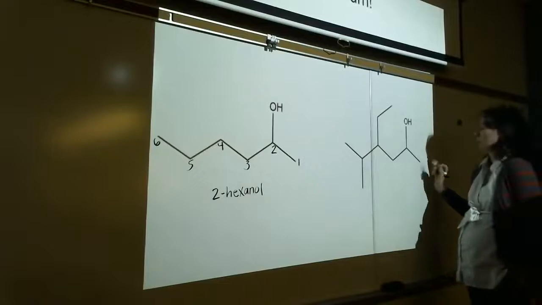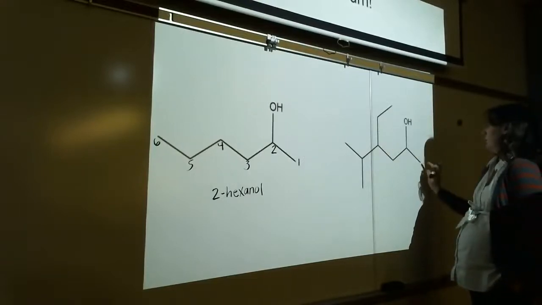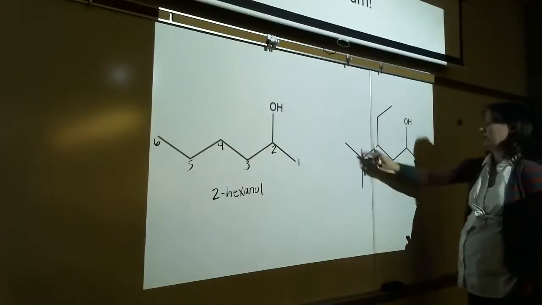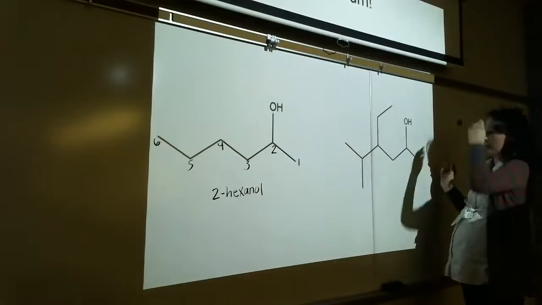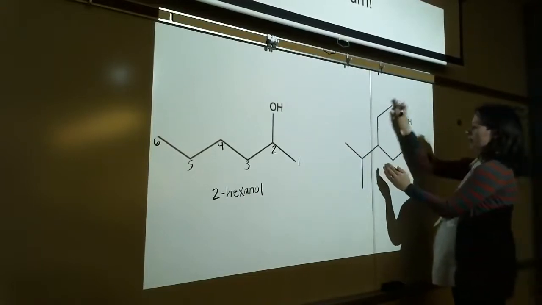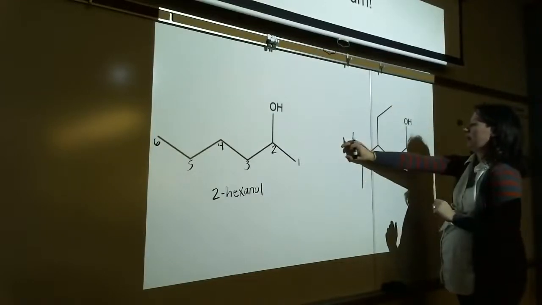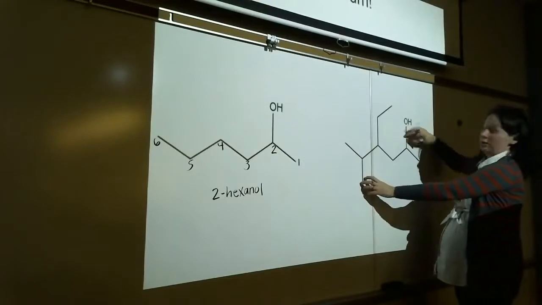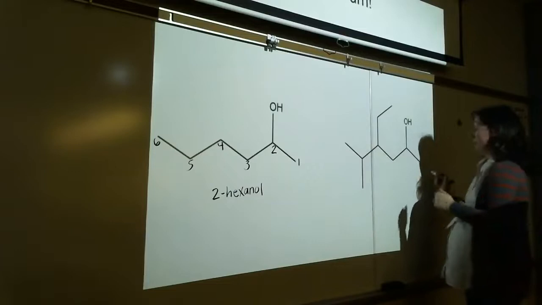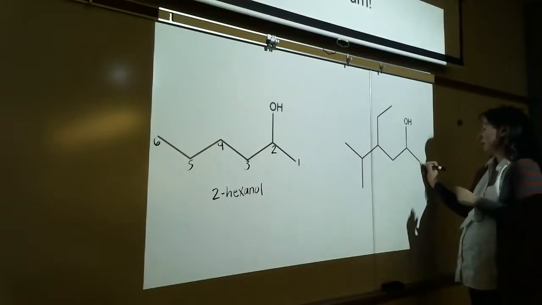Let's number 1, 2, 3, 4, 5, 6. So then we have our choices. Numbering this way gives me 1, 2, 3. If I go this way, that gives me 2 substituents. If I number this way, that gives me 3 substituents, right? So which one am I going to pick? 1, 3. The linear version, right? Because I want to pick the version that gives me the most substituents. So I number from here.